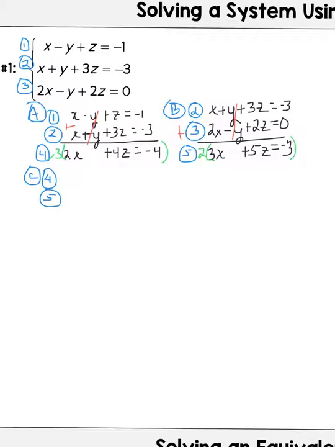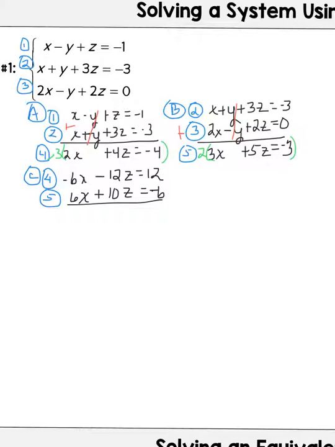So equation 4, when I multiply the negative 3 through, I get negative 6x minus 12z equals, and don't forget to multiply to your constant, positive 12. Equation 5, when I multiply the 2 through, I get 6x plus 10z equals negative 6.